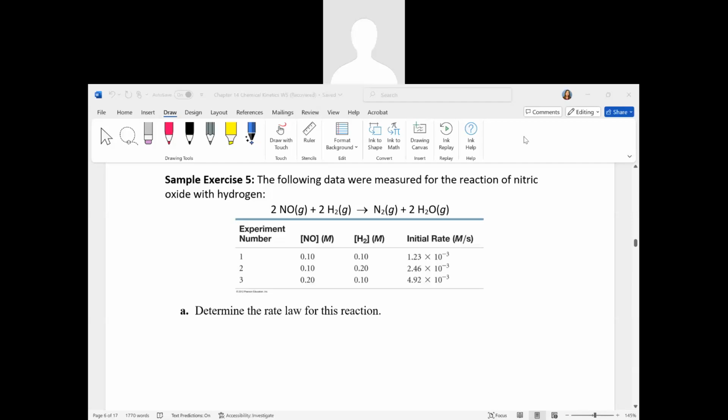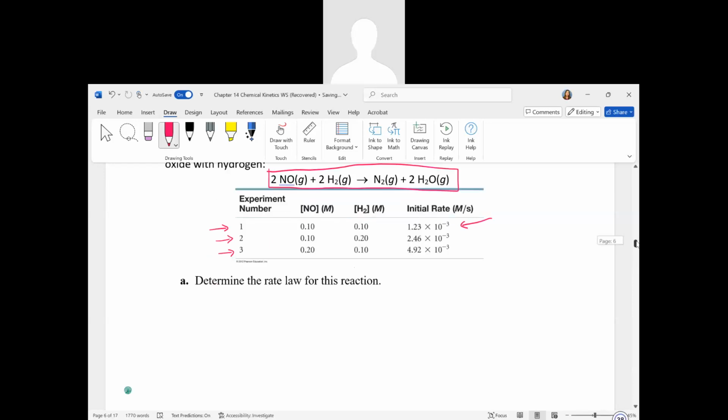In this next example, we'll take a look at sample exercise 5. And just like in sample exercise 4, we're given a data table with 3 different experiments listed here and the concentrations at which these experiments were performed. So we're looking here at the reaction of nitric oxide with hydrogen gas. And we're given the data, again, the concentrations, and then over here on the right, the initial rates for these reactions. So we're asked in part A here to determine the rate law for this reaction.